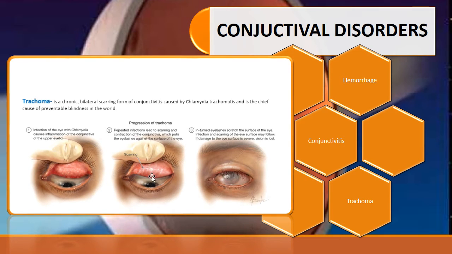The repeated infections can lead to scarring and contraction of the conjunctiva, which pulls the eyelid against the surface of the eye and scars it. Over time, the eyelashes scratch the surface of the eye, and infection and scarring of the eye surface may follow, and then there may be damage to the eye surface, with severe vision loss. This is something that is being treated worldwide, being a big problem and the number one cause of preventable blindness.